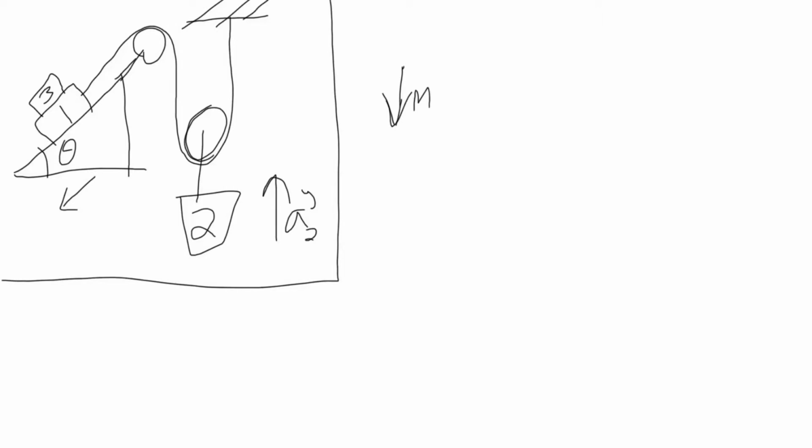There's M1G pulling it straight down. Of course, there's a normal force from the ramp pointing upward. We'll just say F1R, normal force between mass 1 and the ramp. And then there's a normal force between masses 1 and 3, which I'll draw here. Now things are getting messy. Bear with me. There's a tension force pulling it up the ramp. And then there's a friction force between masses 1 and 3.